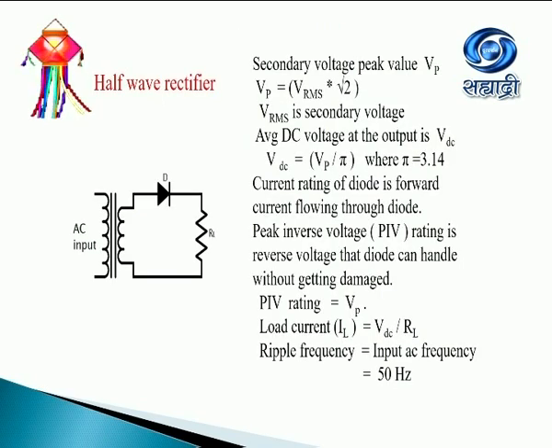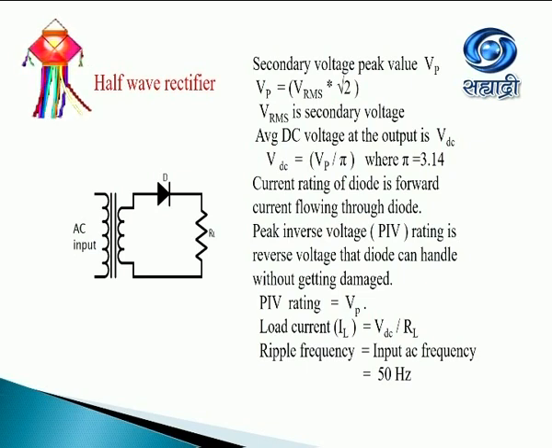Analysis of half-wave rectifier. Secondary voltage peak value Vp is given by Vp = Vrms × √2, where Vrms is the secondary voltage of transformer. Average DC voltage at the output is Vdc, and Vdc is given by Vp/π, where π is 3.14. Current rating of a diode is forward current flowing through diode. Peak inverse voltage rating, PIV rating, is the reverse voltage that diode can handle without getting damaged. PIV rating in case of half-wave rectifier is Vp. Load current IL is equal to Vdc/RL.